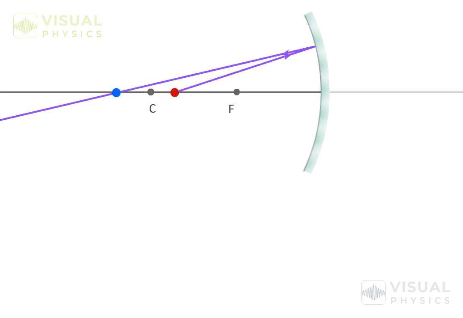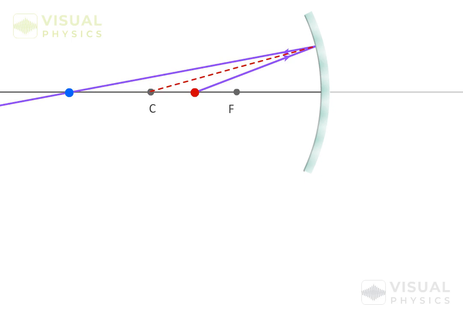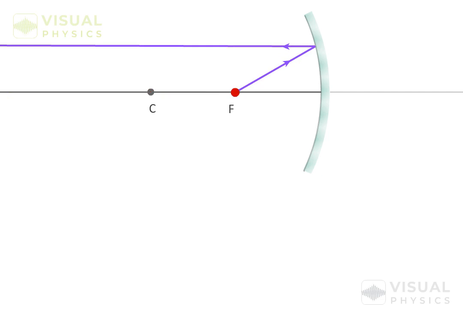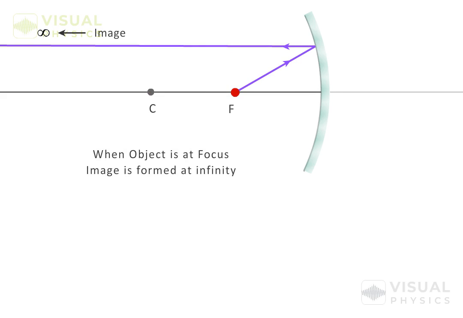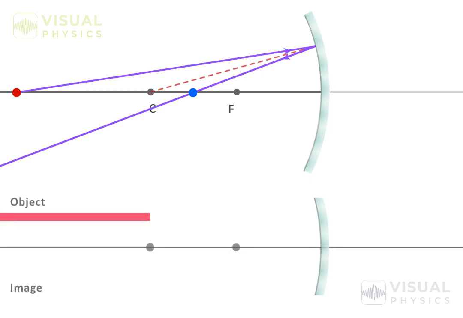Now, if the object moves towards the focus, then the incident ray goes on the other side of the normal, and thus reflected ray comes on this side. And when the object reaches focus, then the reflected ray becomes parallel to the principal axis, and thus the image is formed at infinity. Note that when the object is in this region, the incident ray is on this side of normal, and thus the reflected ray has to be on this side of normal. Thus, image is in this region.